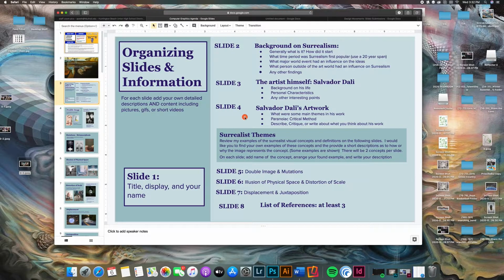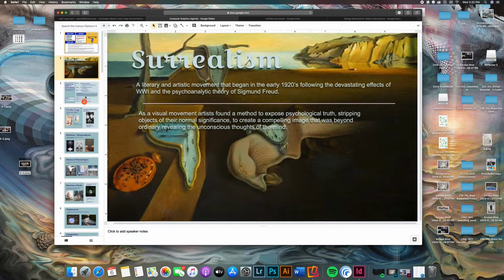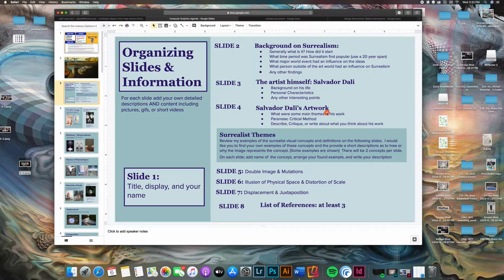Slide number 4, maybe more. Salvador Dali's artwork itself. So really specifically look at Salvador Dali's work. What were some main themes that he showed through his work? One of them is called the paranoid critical method. Now you can add that or not depending on what you find, but try to figure out what that is. And then try to describe, critique, or write about what you think about his work.